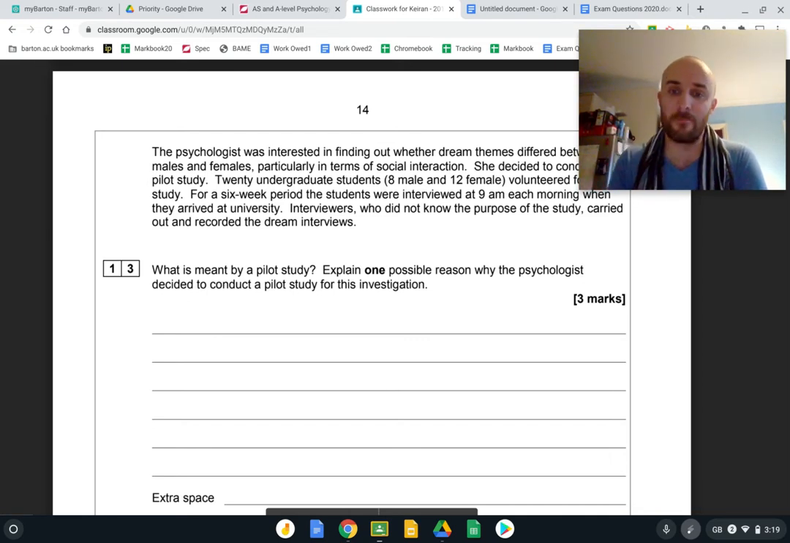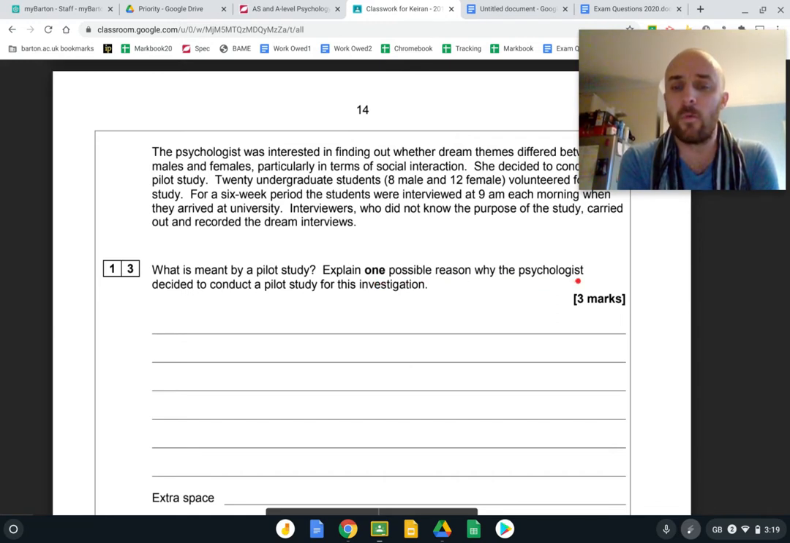So, for example, off the top of my head, explain one possible reason why the psychologist decided to conduct a pilot study. Use a good little skill here, and write this down somewhere, please. A really key skill is to use the terminology of the question, because you cannot use the terminology of the question and then not answer the question. It's a bit of a pain, I get that.